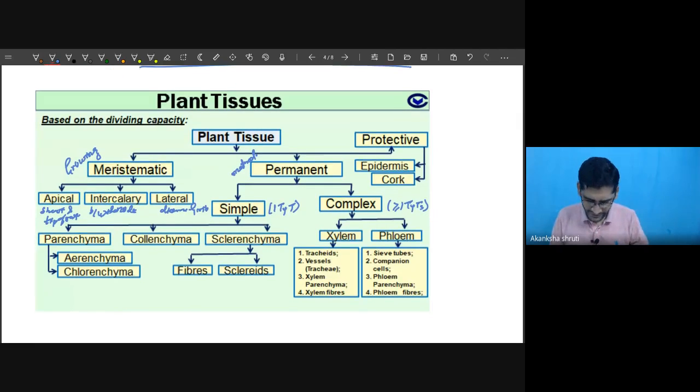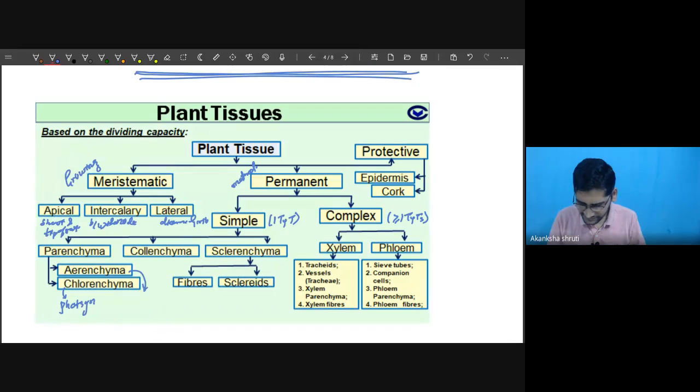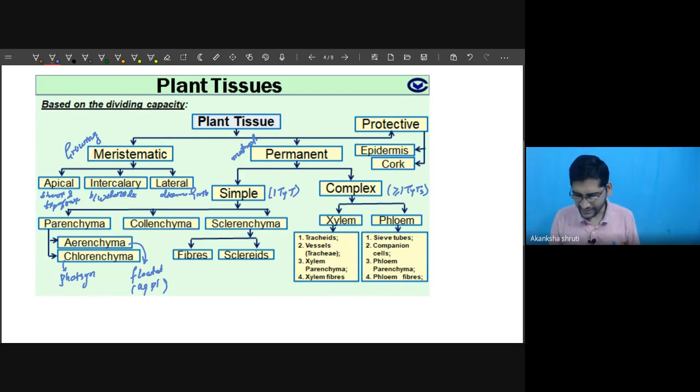Now coming to the simple tissues, it may be the parenchyma, which again consists of aerenchyma and chlorenchyma. This chlorenchyma is for photosynthesis. But this aerenchyma is for flotation, meaning an aquatic plant is able to float over the water without sinking because of this aerenchyma.